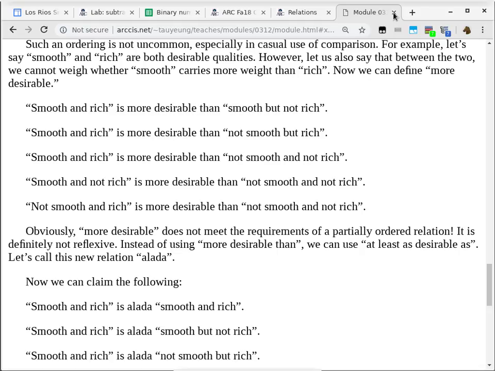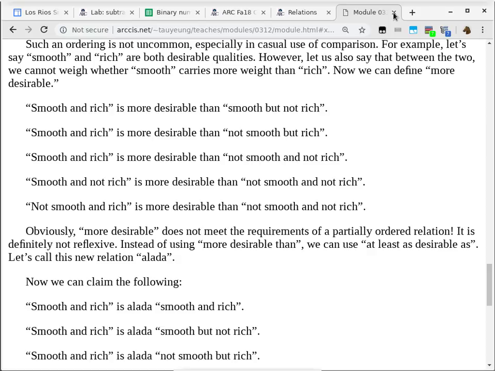Okay. So if it's not reflexive, why is it not reflexive? It's not reflexive because smooth and rich is not more desirable than smooth and rich. Do you guys see how it is not reflexive? So we are not interested in that one. So we're going to change it. And we'll change it to is at least as desirable as, which is a long phrase. So I abbreviate that to alada. At least as desirable as, alada.